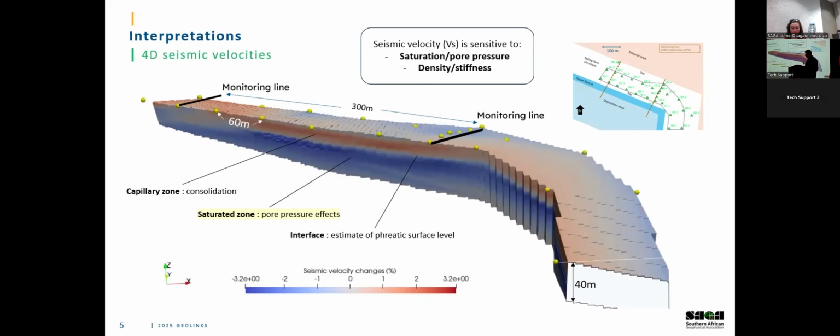So this gives you good visibility, subsurface visibility of your structure. And then we can iterate this model and provide a 4D seismic velocity model tracking velocity changes through time and spatially.